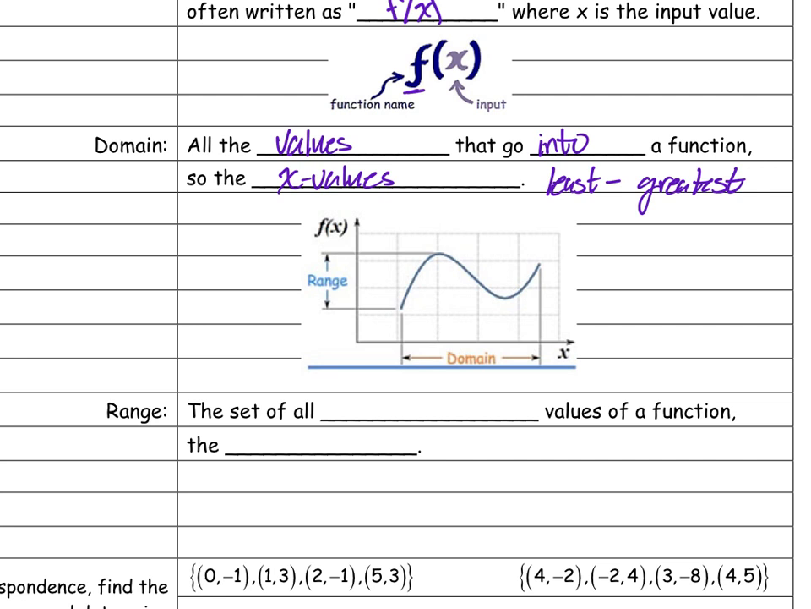And range is the set of all output values of a function, or the y values. And again, I always write those from least to greatest.